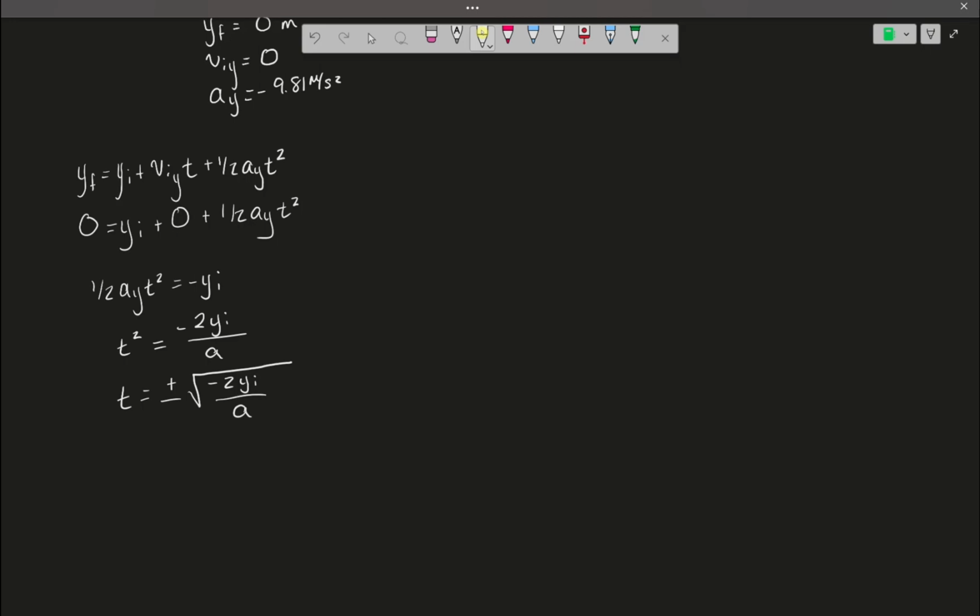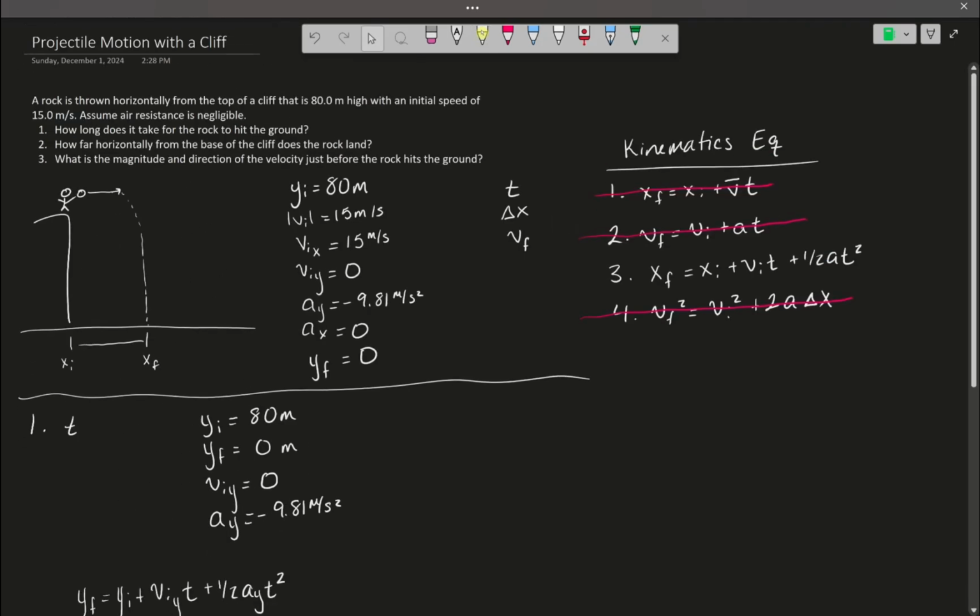And it's easy to determine with time whether it's going to be a positive or negative number because we can't have negative time. So my time is going to be equal to the square root of -2 times 80, because that was the initial position, divided by -9.81. And I get that the time is going to be 4.04 seconds. So this is how long it's going to take for the rock to hit the ground.